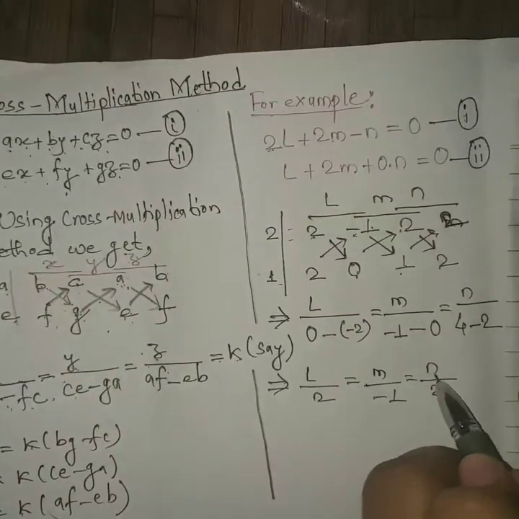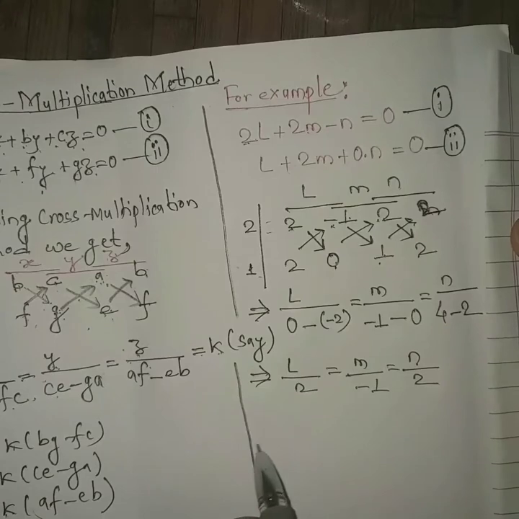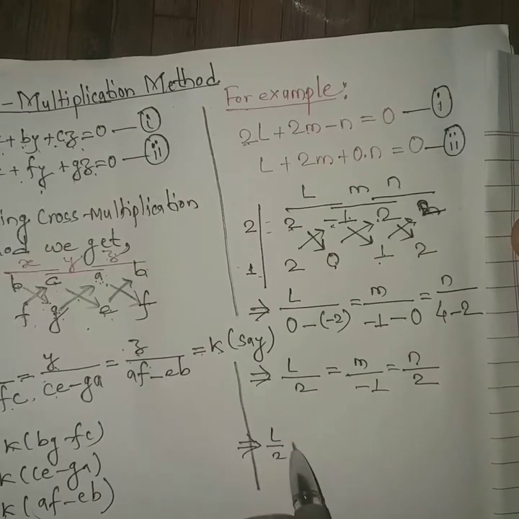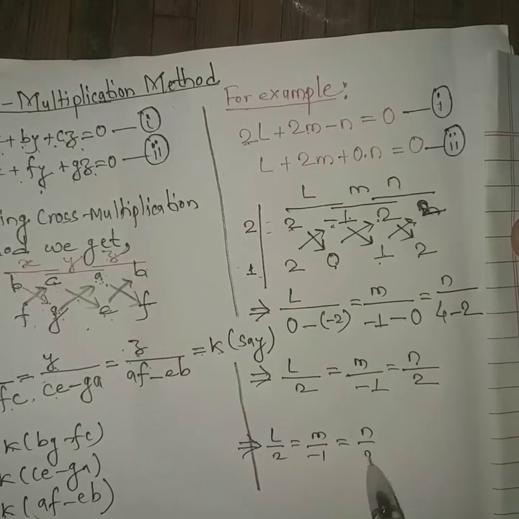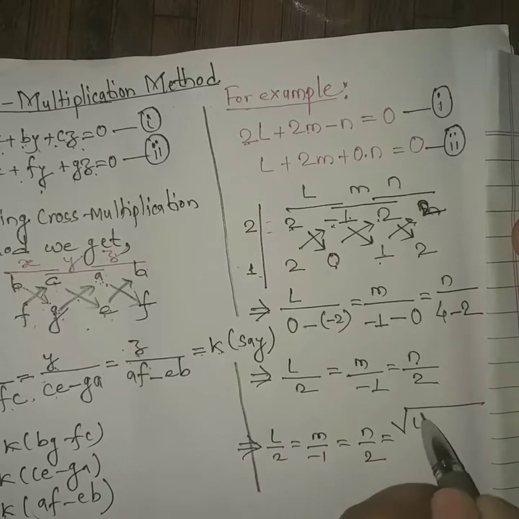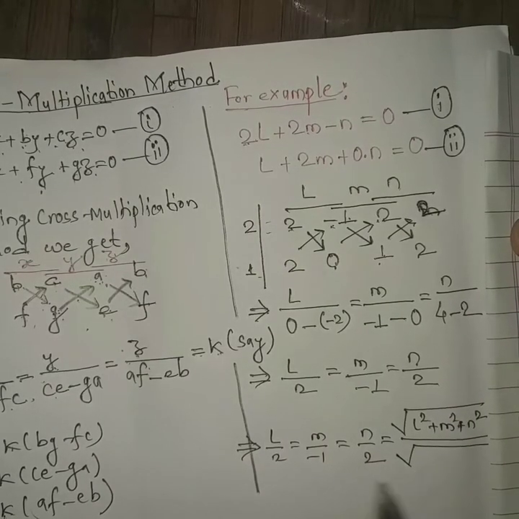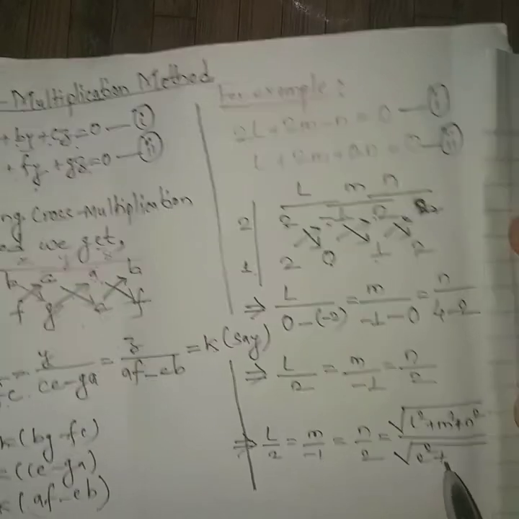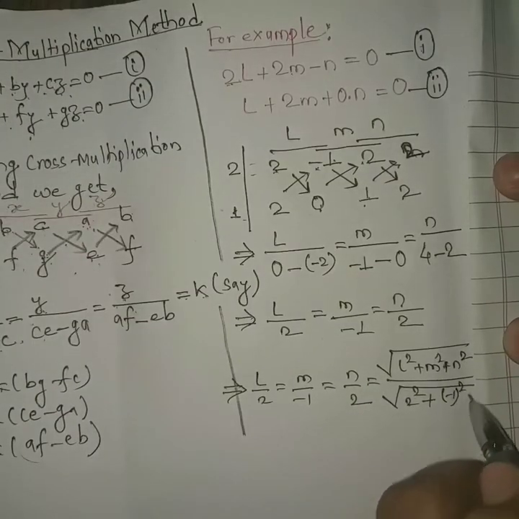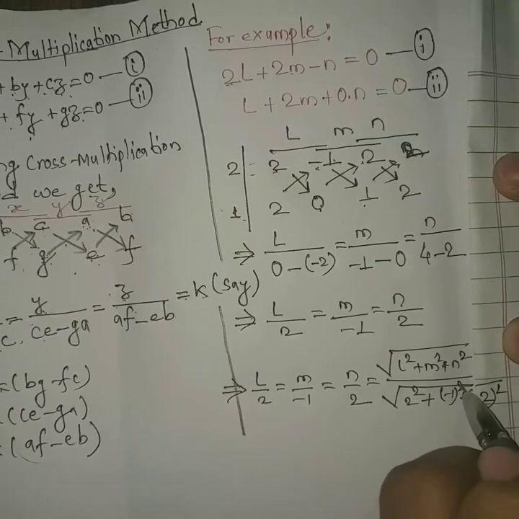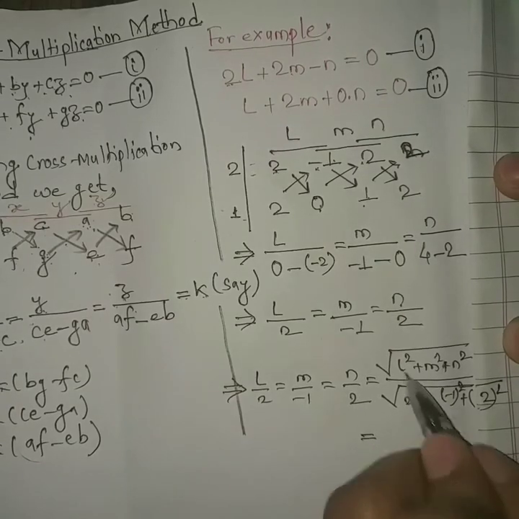So this is the case of direction cosines. From the definition of direction cosines, what we know is that l upon 2 equals m upon minus 1 equals n upon 2. So I can write it like this, over the square root of l squared plus m squared plus n squared. What will be in the denominator? Square root of 2 squared plus minus 1 squared plus 2 squared.